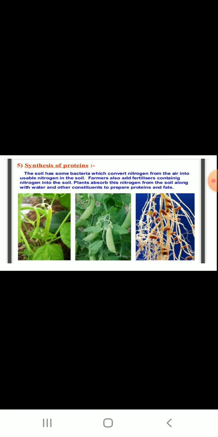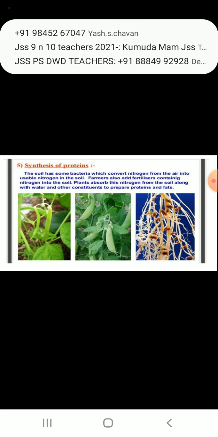Plants absorb this nitrogen from the soil along with the water and other constituents to prepare proteins and fat. In protein, the main element present is nitrogen. That nitrogen comes from the soil only. From the soil it goes into the plant and is prepared into proteins. Proteins consist of amino acids.